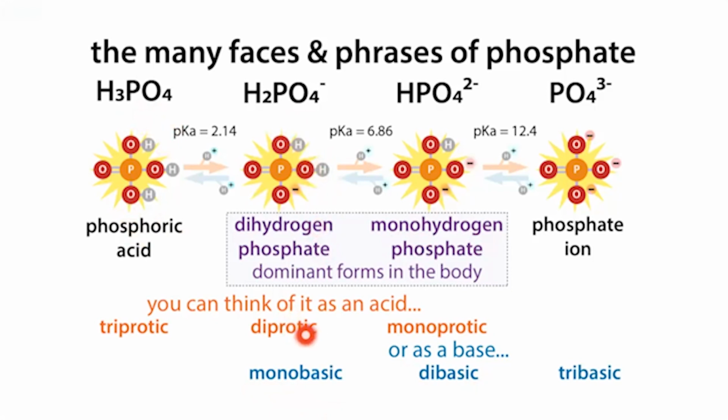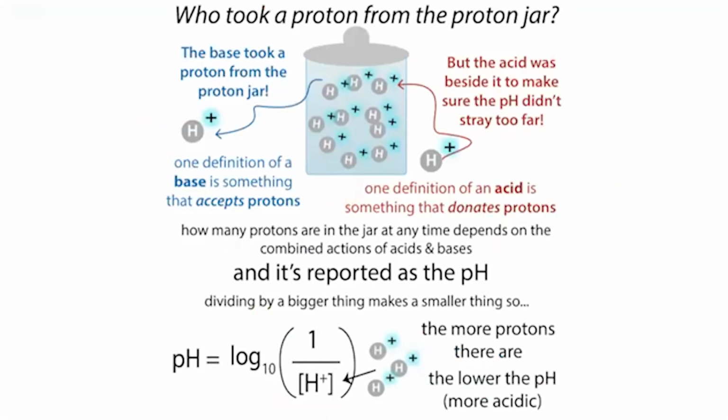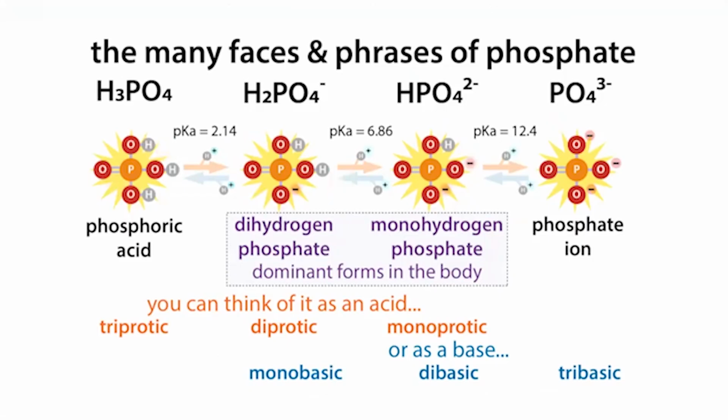We refer to it as diprotic. It has these 2 groups that can donate protons, or as we call it, act as an acid. And it has this 1 group that can take a proton. And when we say something takes a proton, now we're talking about acting as a base. So this is 1 group that can act as a base, so we call it monobasic. And it's got those 2 groups that can act as an acid, so it's diprotic.